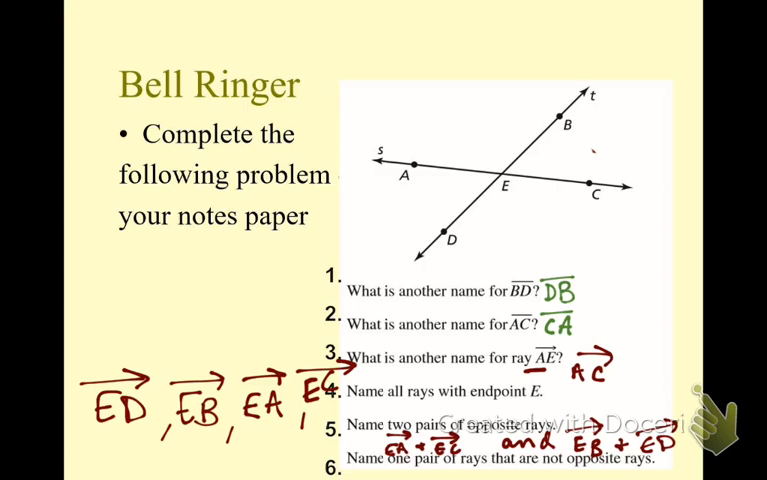All right, and then name one pair of rays that are not opposite rays. You will see this on your quiz because I made them this morning. So let's say you had EA. What is EA not an opposite ray with? EB or ED.